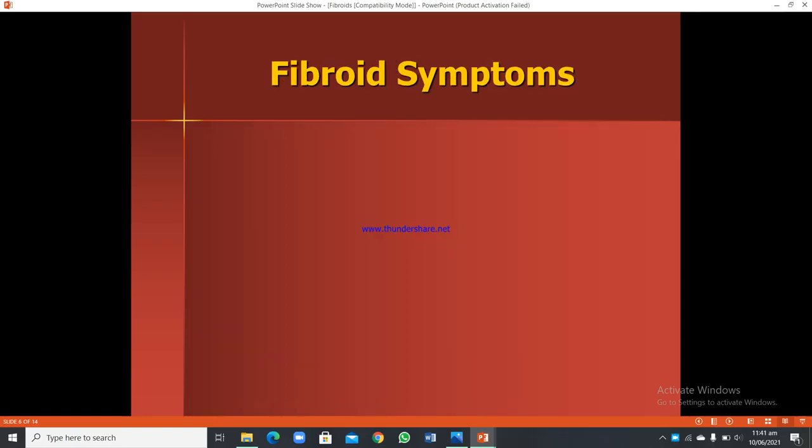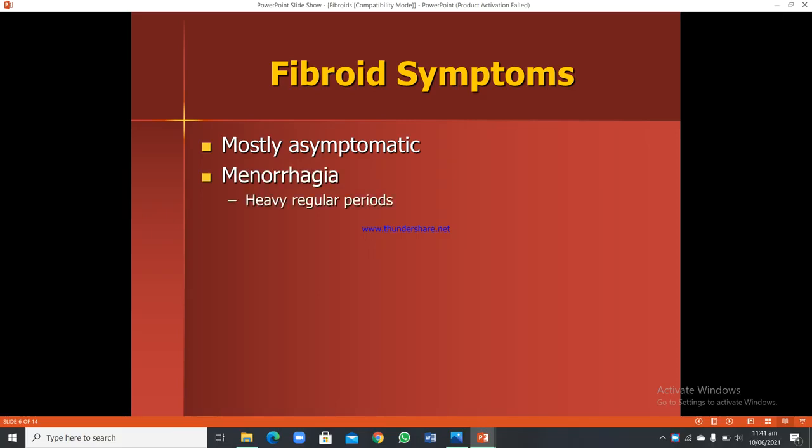Regarding the symptoms of the fibroids, mostly asymptomatic. The patient comes to the gynae clinic for some other symptoms, and incidentally on ultrasound she is found to have fibroids. Menorrhagia, excessive heavy menses, heavy regular periods. Periods are regular, coming in time every month, but blood loss is more as compared to the previous cycles. Iron deficiency anemia is because of the heavy blood loss.